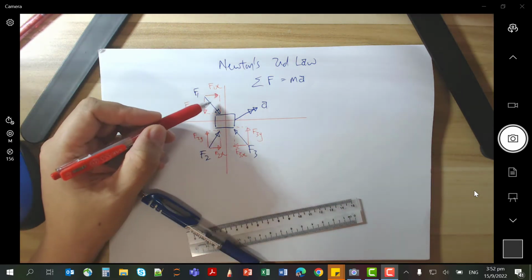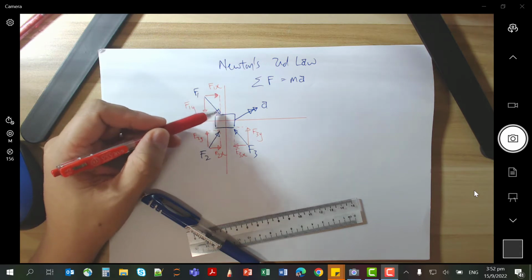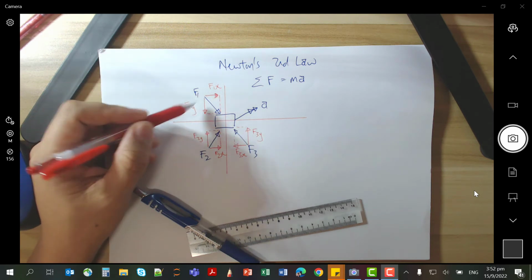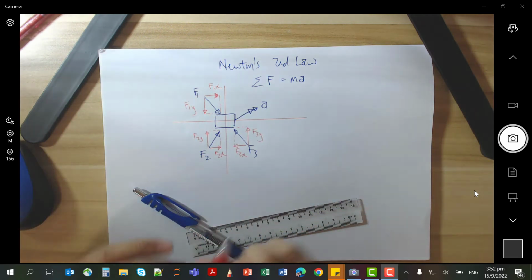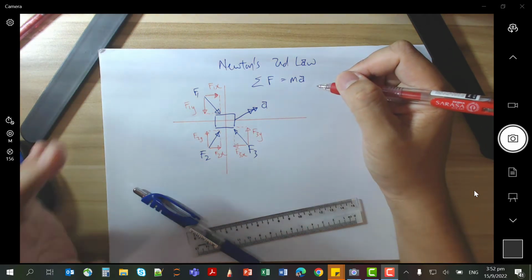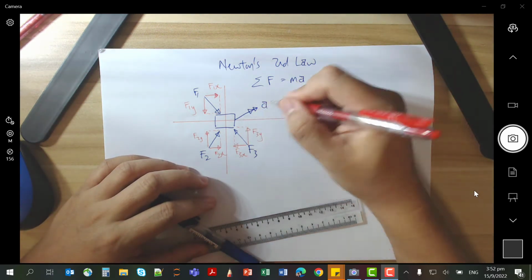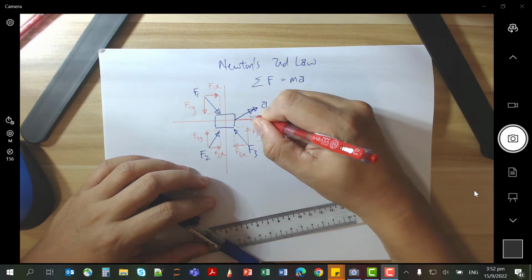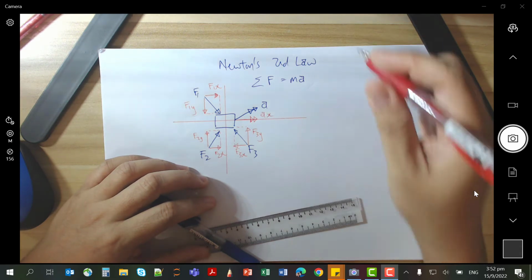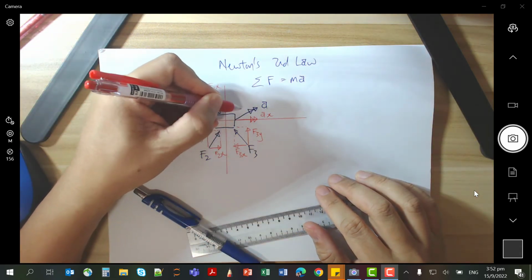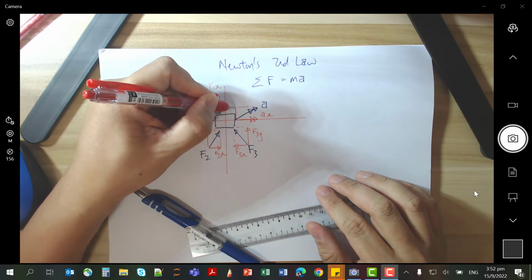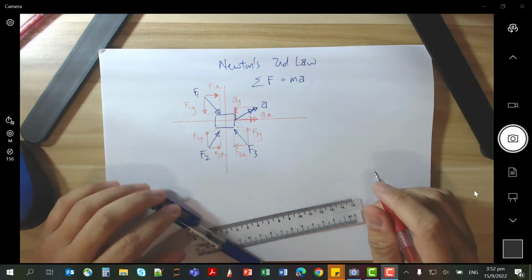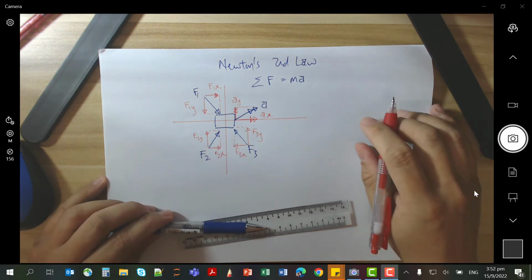Once you split them into their individual components, you do not need to consider the blue one, the original direction, anymore. You only need to focus on x and y components. And lastly, acceleration you must also split. My acceleration has a horizontal component, so I call this ax, and it also has a vertical component, which is ay here. So this one will be ay.